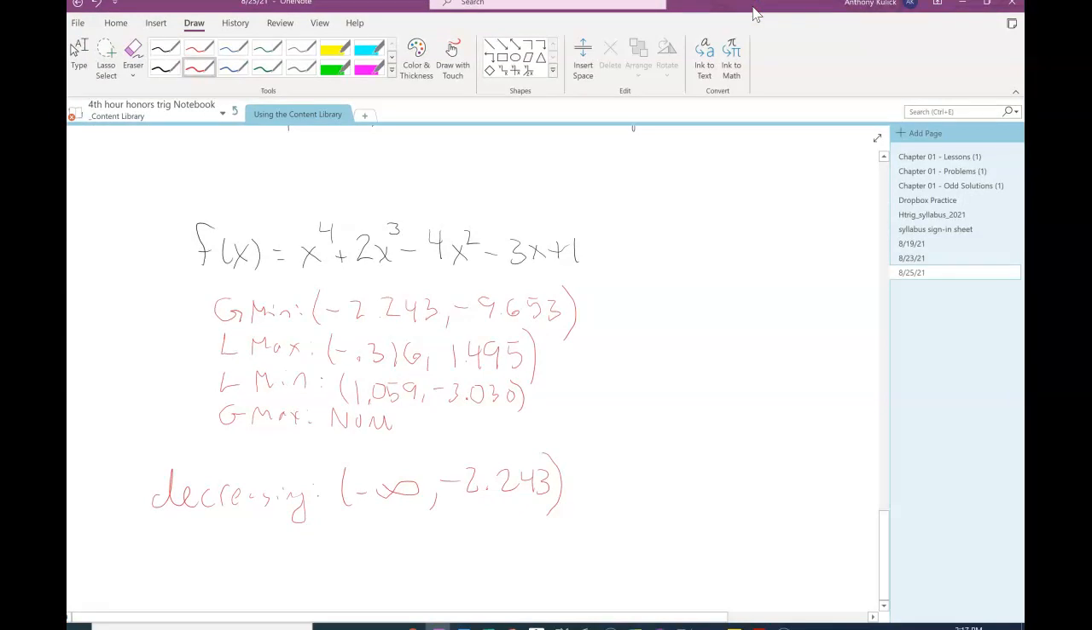My next part, now I'm at the global minimum, I went to the local maximum. That's going to be increasing, right? If I go from a minimum up to a maximum. So my next piece is increasing. So I start at the global minimum, and the x-coordinate for that I'll copy down. And it ends at the local maximum, so the x-coordinate for that I'm going to copy down.